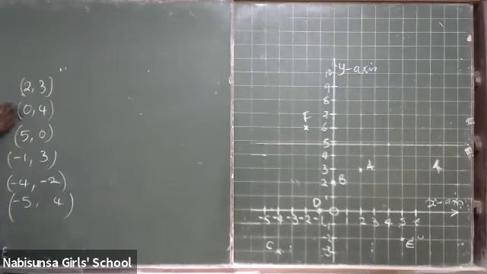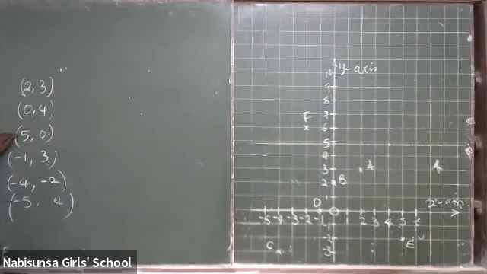The smallest value is negative 5, so you must cater for negative 5 on the x-axis. And the biggest value is positive 5. So our x-axis can run from negative 5 to positive 5, or you can have from negative 6 to positive 6, as long as all the x values are catered for on our xy axis.